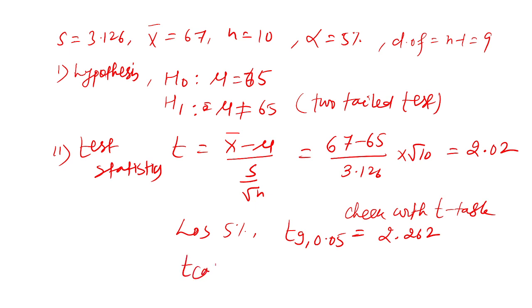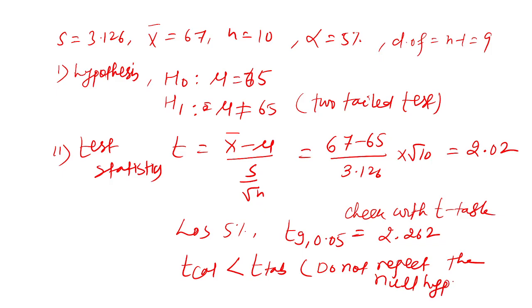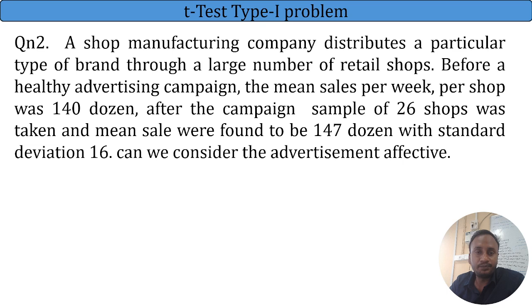T calculated is less than T tabulated. It means do not reject the null hypothesis. Okay. So is it clear? Nice, sir. So can we do one more problem?